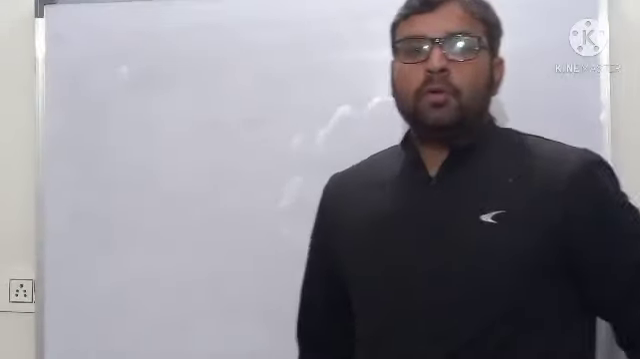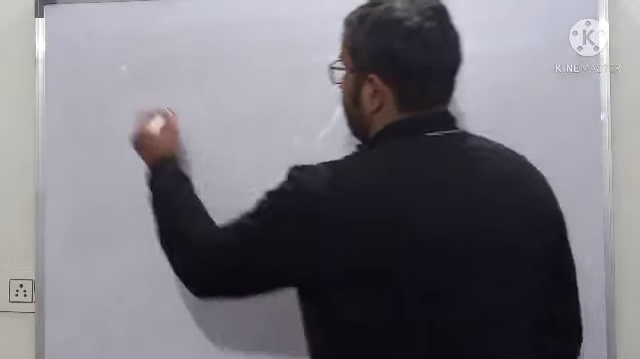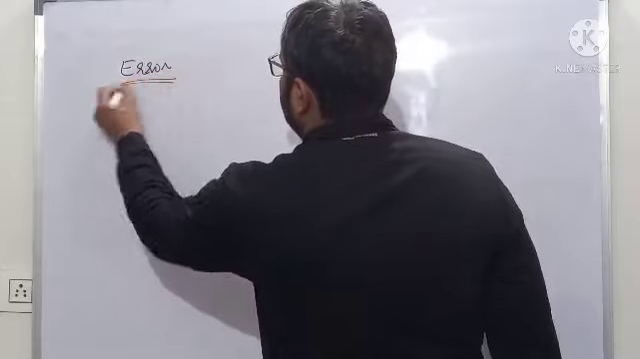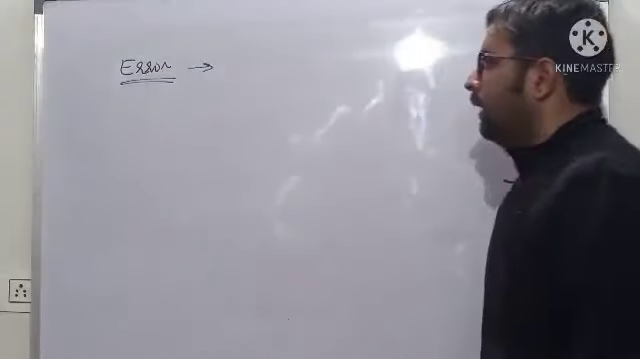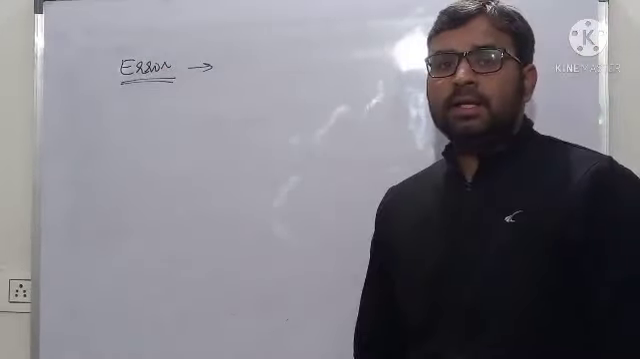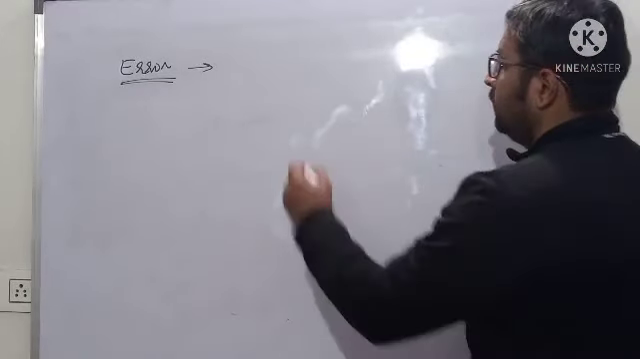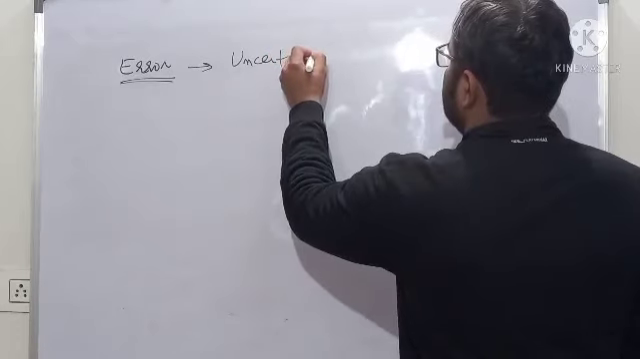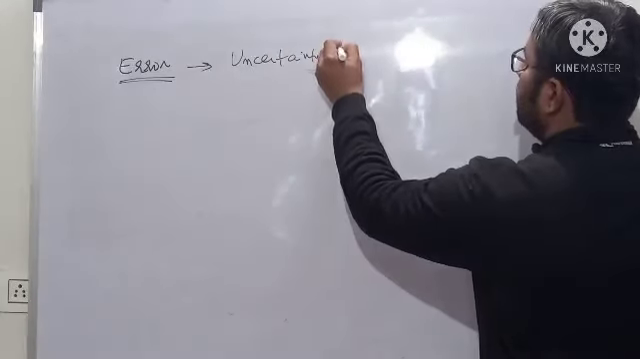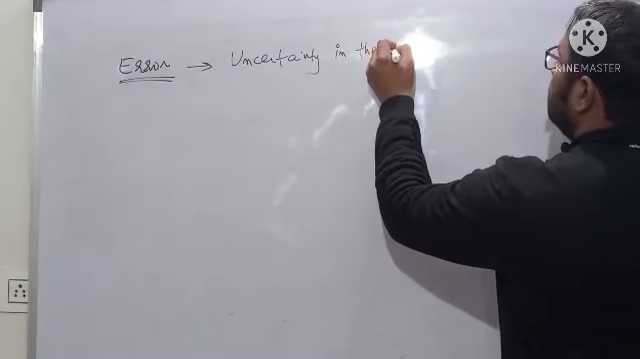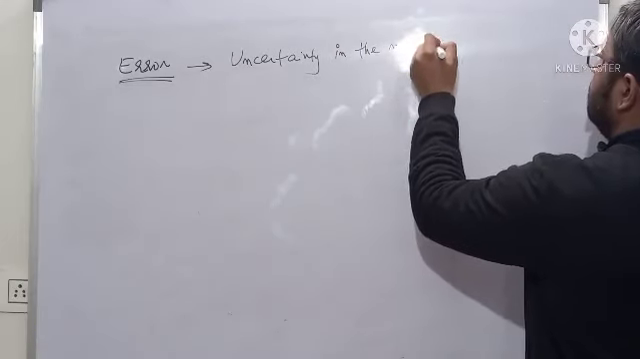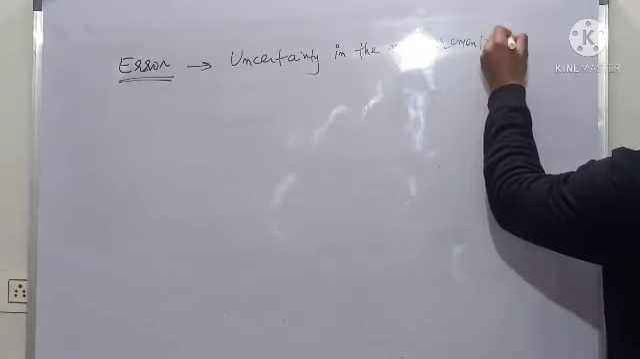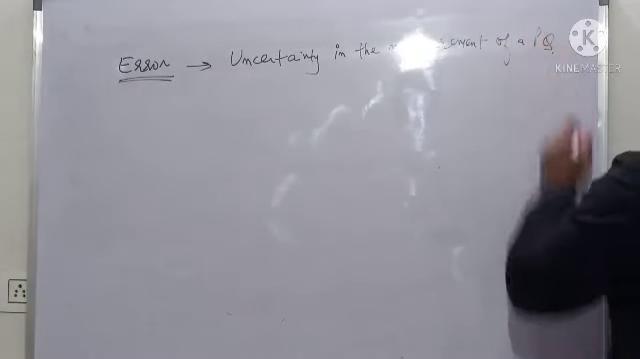Now we will learn about error. What is an error? Error is defined as the uncertainty in the measurement of a physical quantity, PQ.